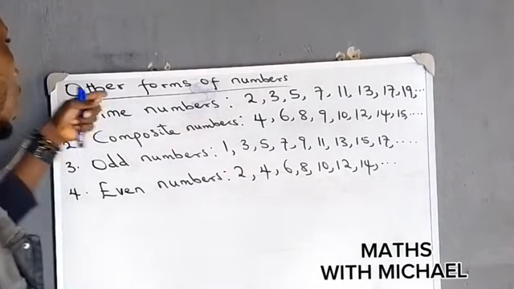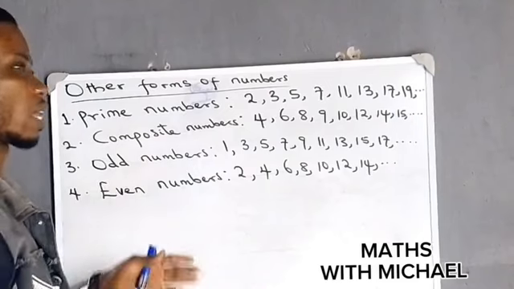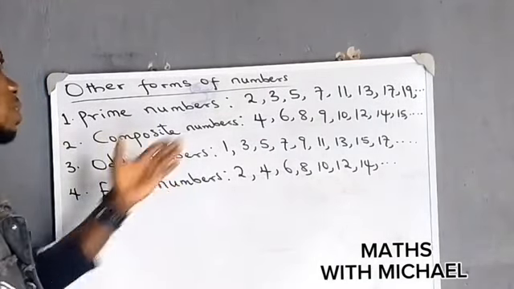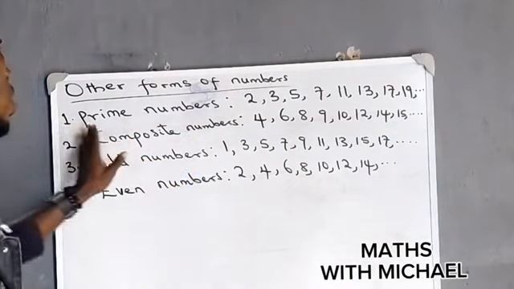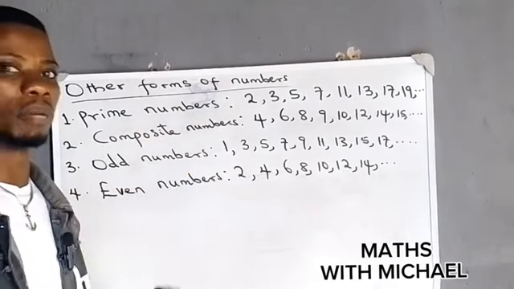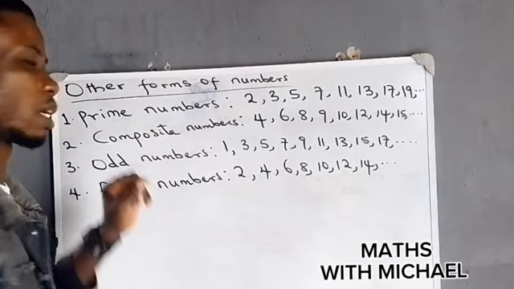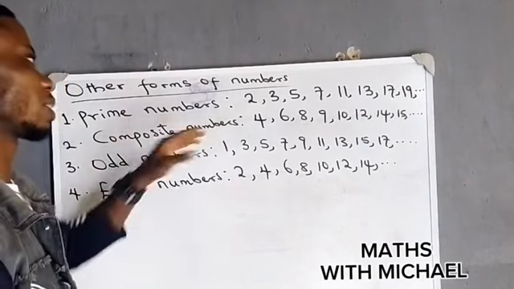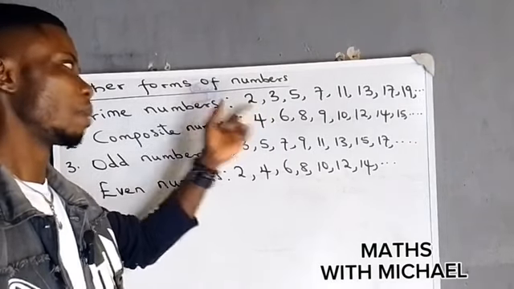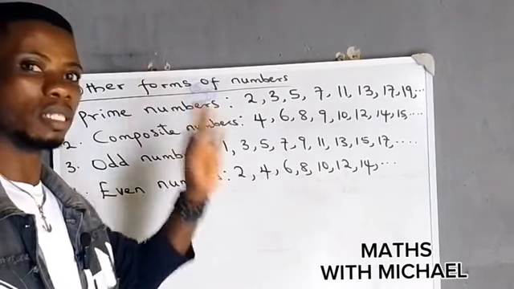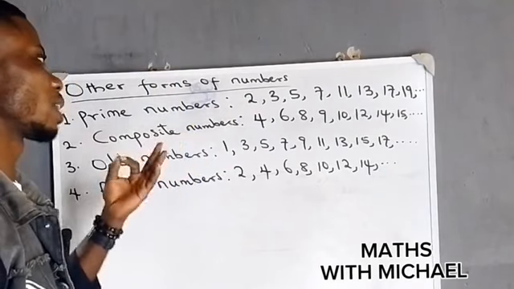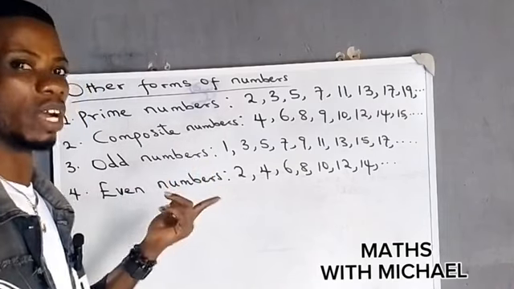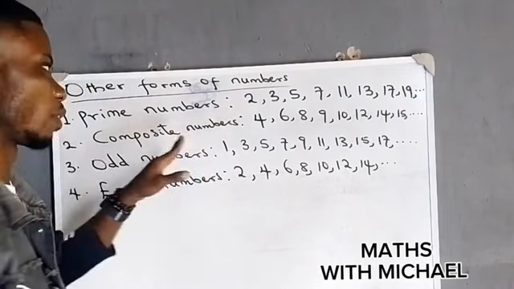Now, we are going into other forms of numbers. Last time we talked about the family of numbers. So there are other forms of numbers outside the ones we mentioned. One is the one we call prime numbers. Please take note of this: prime numbers are numbers that can only be divisible by 1 and themselves. Numbers that only 1 and themselves can divide are called prime numbers.